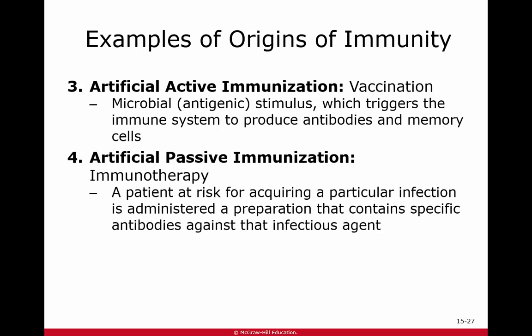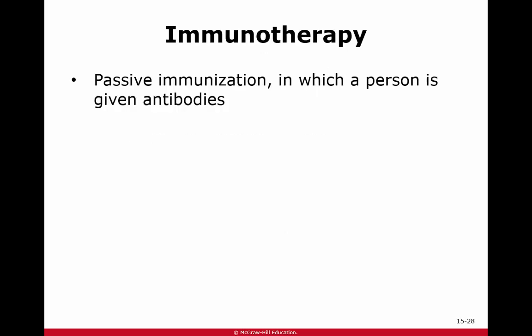You also have artificial, right? So artificial active versus artificial passive. So artificial active, these are vaccinations that trigger antibodies. They trigger memory. They're going to stay with you for an extended period of time. Artificial passive, these are going to be administered to the patient. They target specific antibodies. They deal with the issue right there, but then it does not stay with you for extended periods of time.